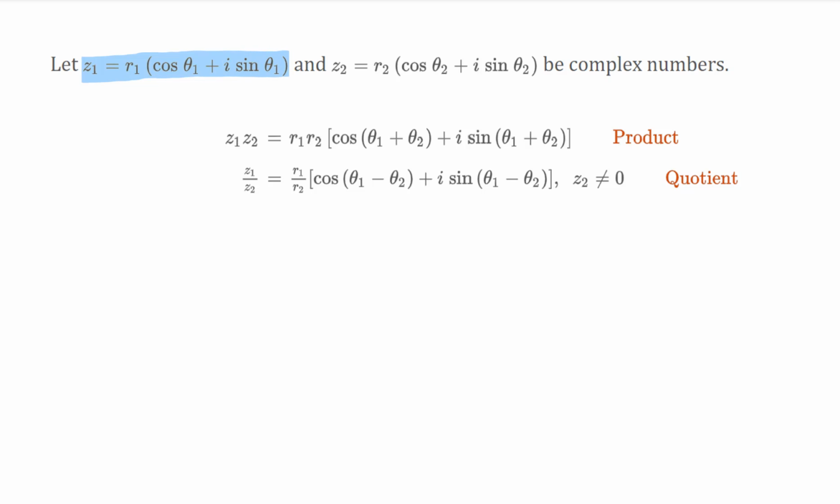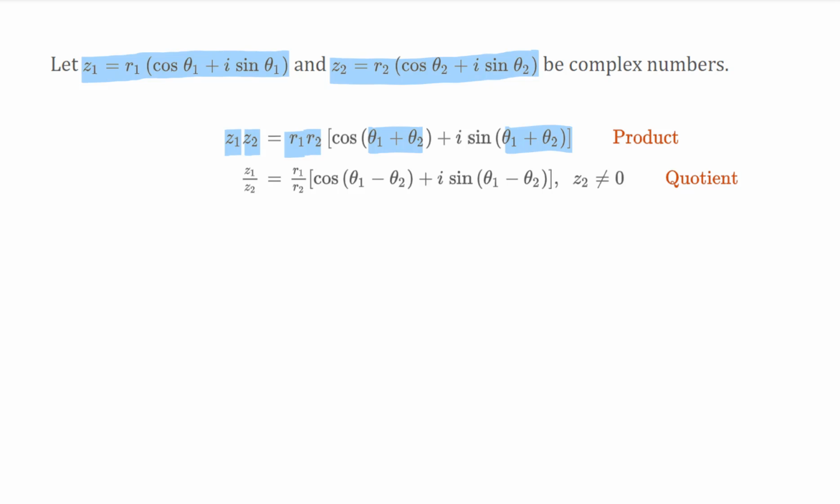For our Z1 and our Z2, if we are to multiply them together, it says just take the radii and multiply those. And then inside the parenthesis, all we need to do is add our angles. Add them. So when you multiply, you think the angles get added and the radii get multiplied together.